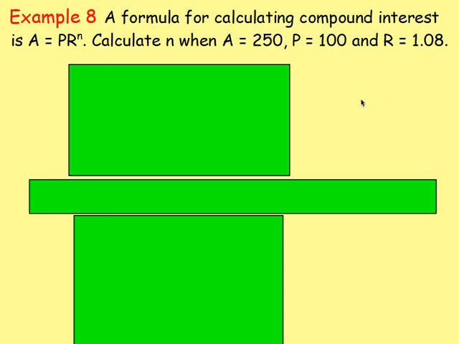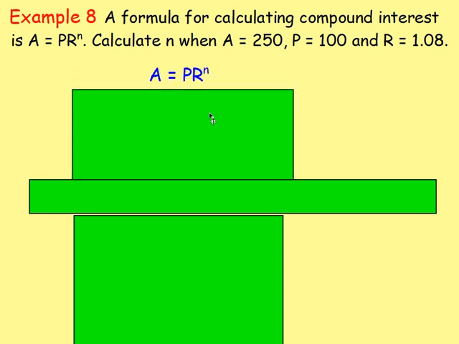One last one, example 8. A formula for calculating compound interest is A equals P R to the power of n. Calculate n when A is 250, P is 100, and R equals 1.08. So this is what we're starting with, this formula here.